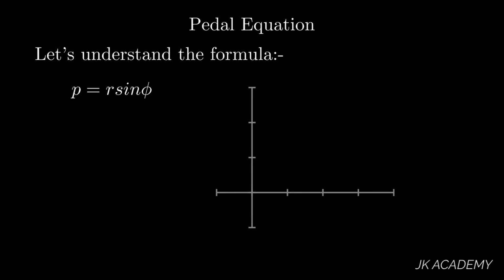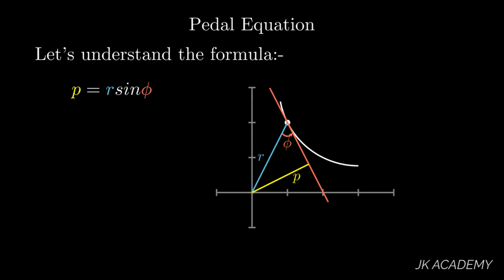Let's take an axis. Let's take a curve. On this curve, let's consider a point. From the origin to this point, we will draw a radius vector, and we will draw a tangent to the curve at the point. We will call φ the angle between this radius vector and the tangent. Now we will draw a perpendicular to this tangent through the origin. We will call the length of the perpendicular p.